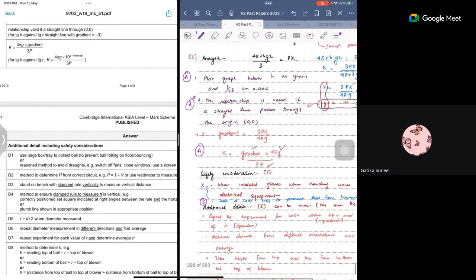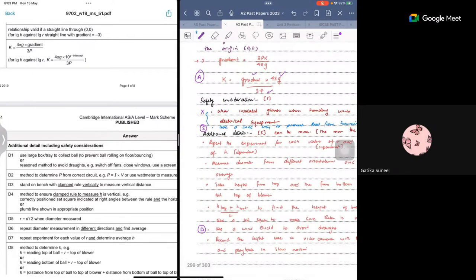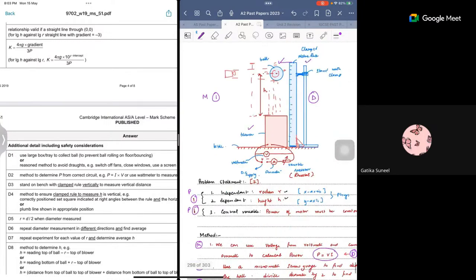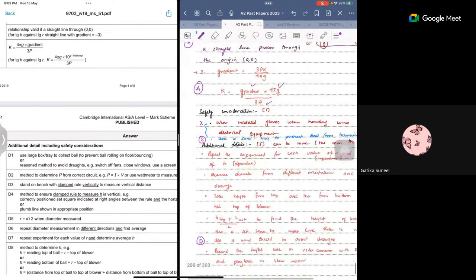Cool. Right, so we're going to count the number of purple things we have. Then we have written stand, bench clamped rule vertically to, oh, so I've drawn that. It means I got an additional detail mark here as well. So it can be given from anywhere, by the way. It is not necessary to write it here.